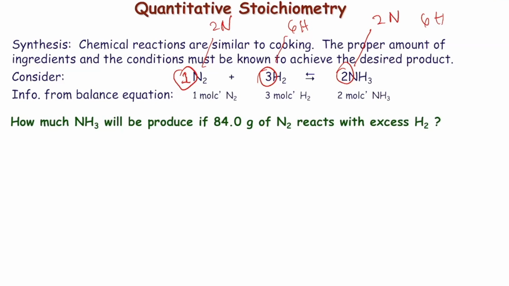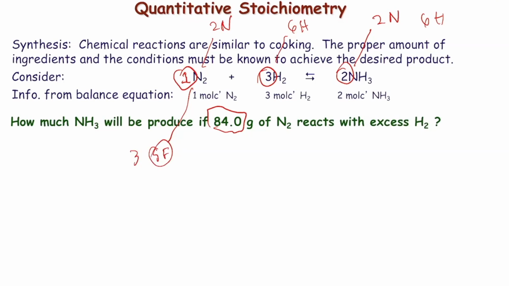So here's a typical question. I have 84 grams of nitrogen. And the question is, look at the data that you have, okay? Because the data that you have will also signify the number of significant figures that you should have in your answer, okay? 84.0 is 3 sig figs. Your final answer better have 3 sig figs.